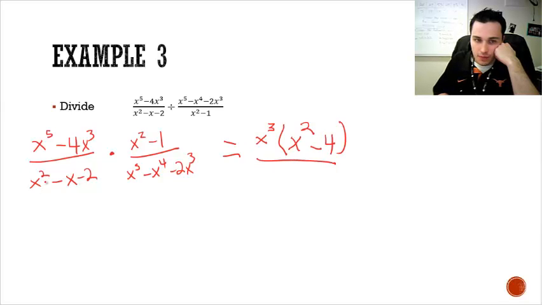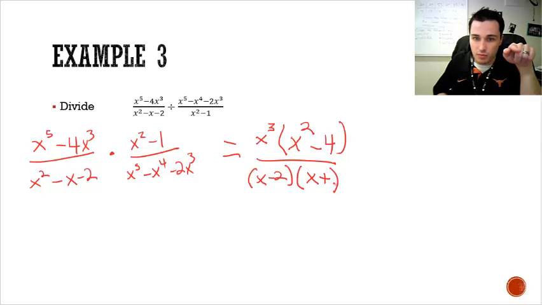On the bottom, x squared minus x minus 2 is a multiply and add method. So the multiply number is negative 2, the add number is negative 1. That would be negative 2 and positive 1 are my numbers. So if it's negative 2 and positive 1, then that's what that looks like in factored form.